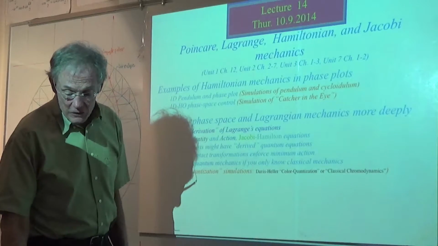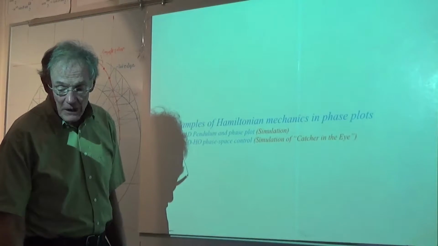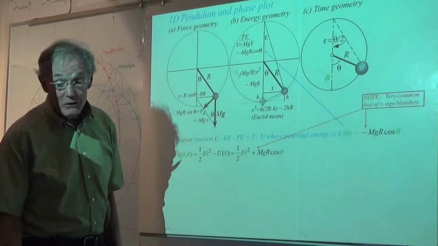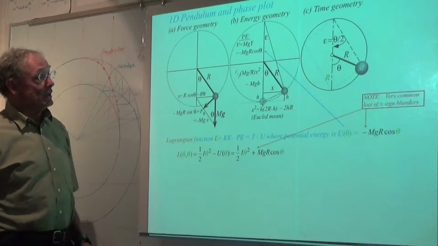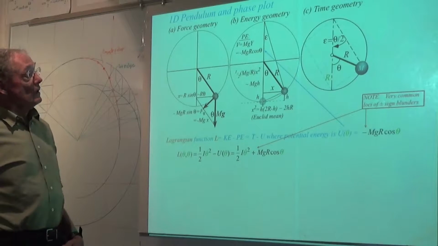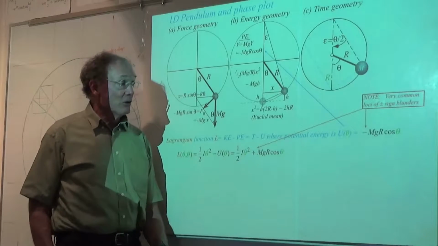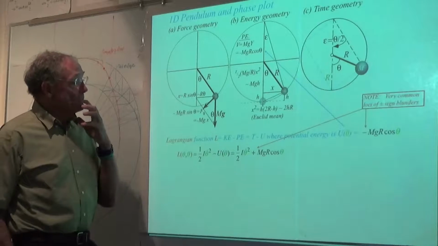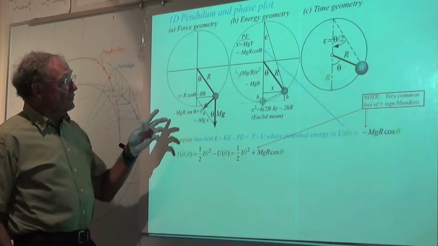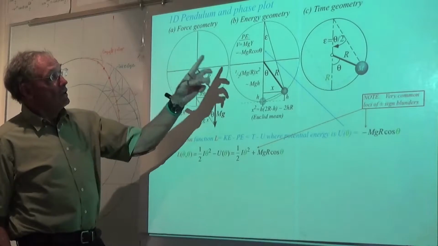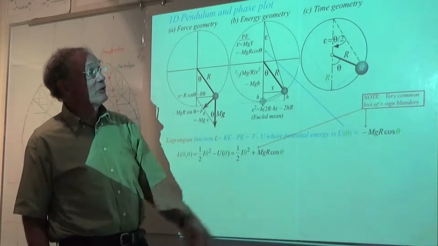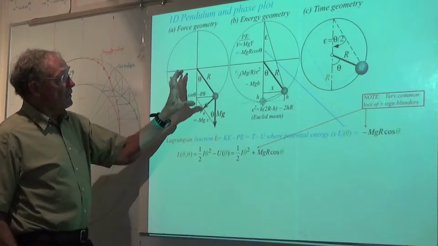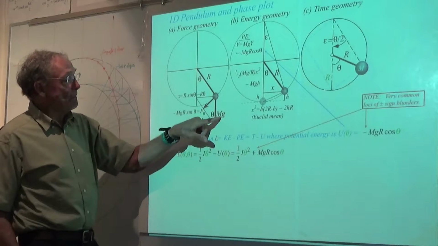Let's take a look here at perhaps the simplest non-trivial example of the Hamiltonian method and way of looking at things. Before I do that, I should show you three geometries that we would use if we were talking just about a pendulum in gravity.